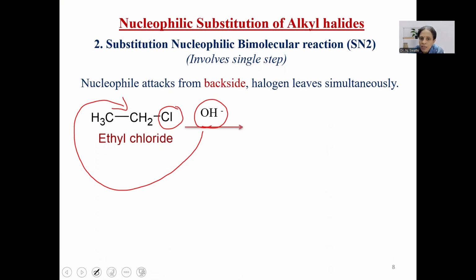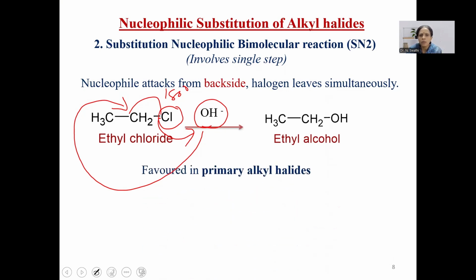and the hydroxide group will be attacking exactly 180 degrees away from the halogen. So here the attack of hydroxide group from the backside and leaving of the chloride ion from the front side occur simultaneously. So thus there will be formation of ethyl alcohol as the product. So here this SN2 reaction is favored in case of primary alkyl halides.